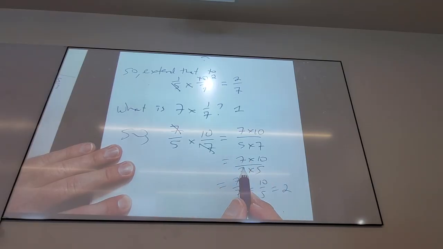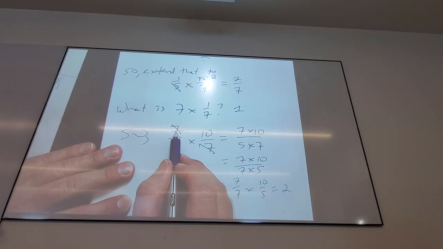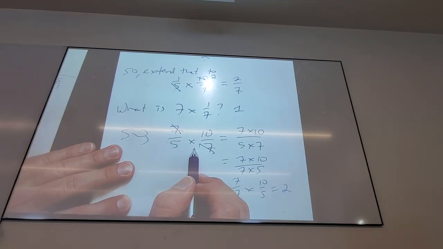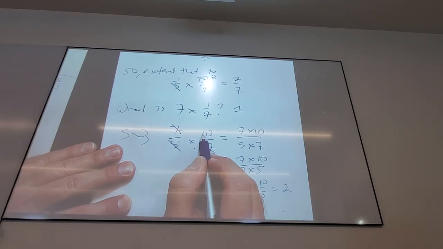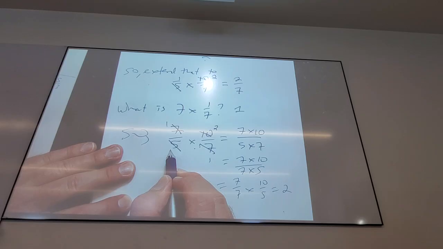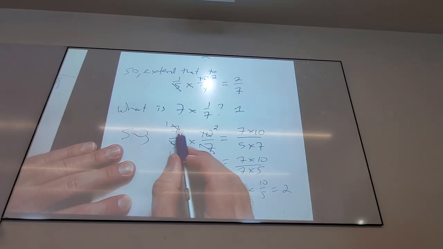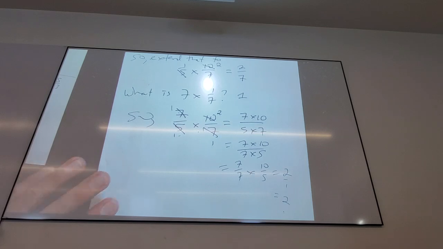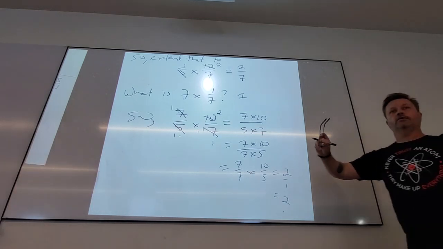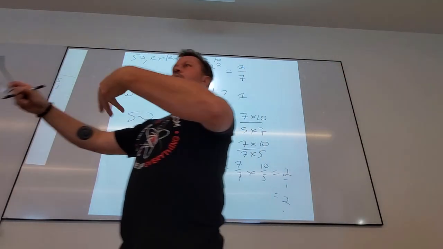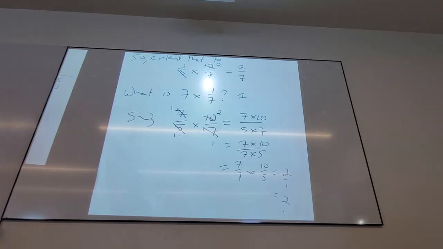Why go all the way here to see they cancel? I could just cancel them. If it's on the top and on the bottom, and it's a common factor, they cancel. 5 goes into 10 twice. 7 divided by 7 is 1. And then, of course, 1 times 2 is 2, 1 times 1 is 1, and that's still 2. So that's our standard algorithm for multiplying two fractions, right? We reduce first. Do you guys remember that?